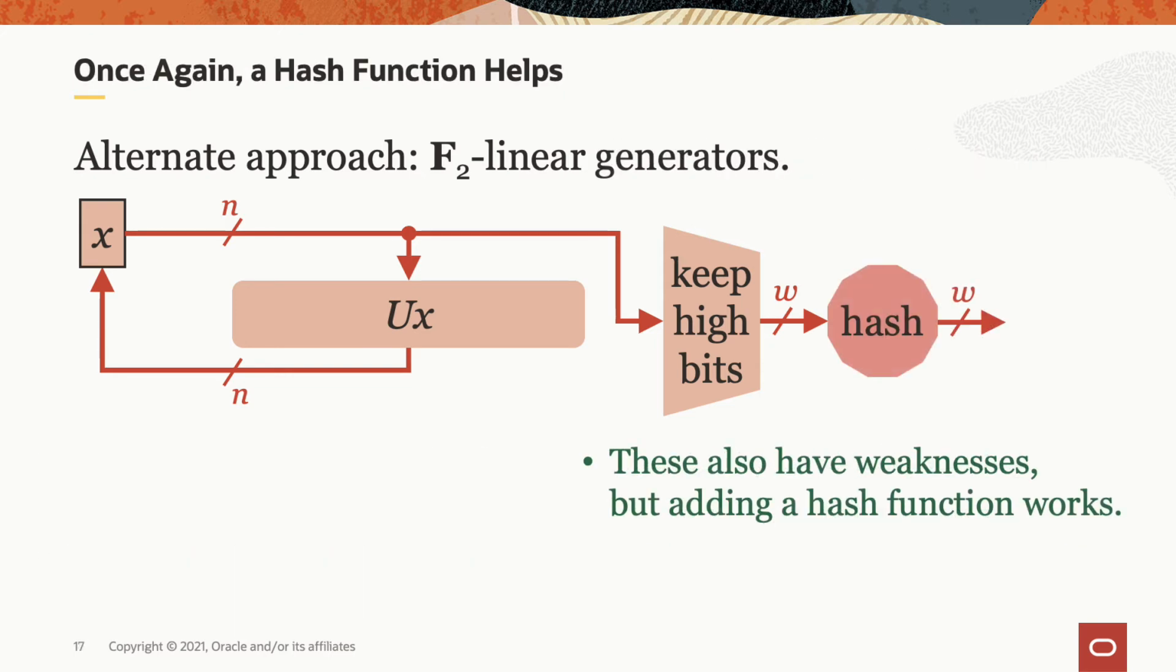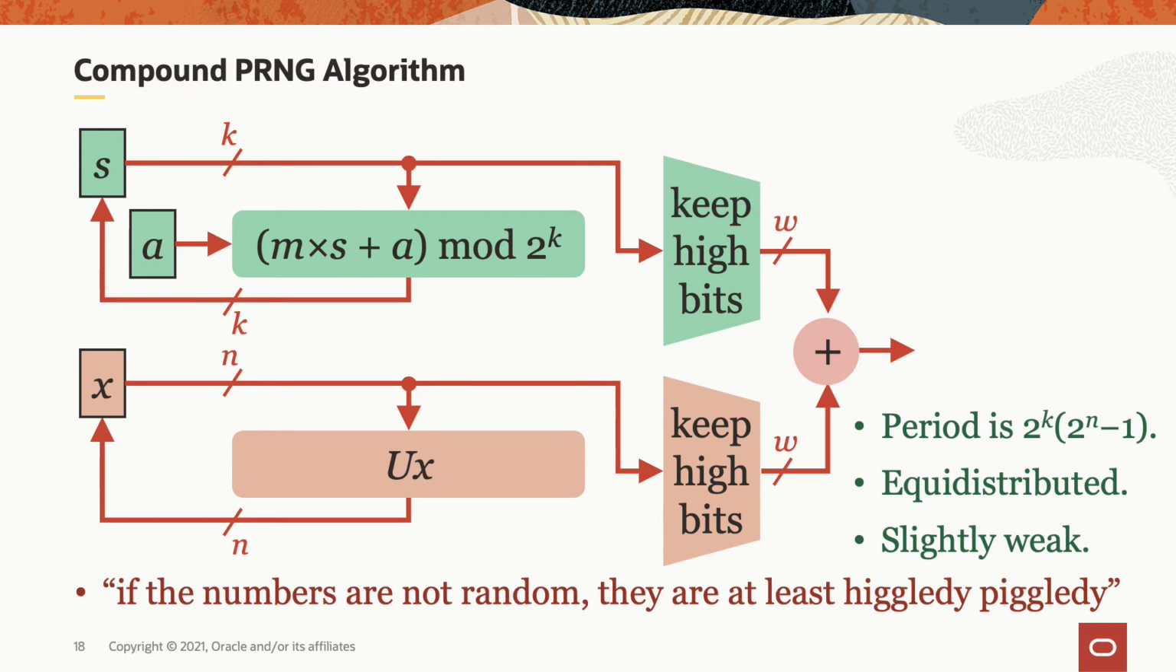The statistical properties of the output of an F2 linear generator are also not perfect, but this can be considerably improved by the same trick of adding a hash function onto the output. The statistical deficiencies of both the linear congruential algorithm and the F2 linear algorithm can be ameliorated by combining them into a compound PRNG algorithm by using one instance of each and then summing their outputs. Both Marsaglia and L'Ecuyer and Granger-Pichet have studied such compound generators in detail.